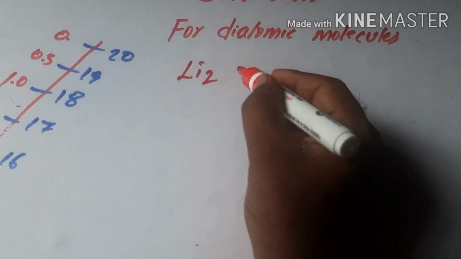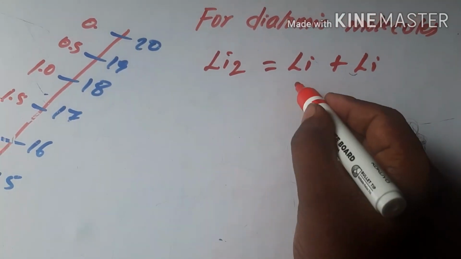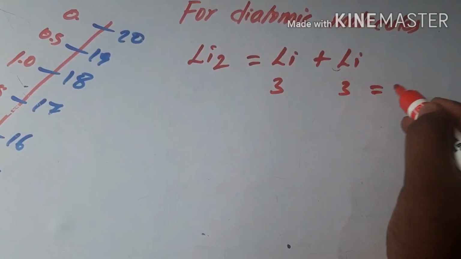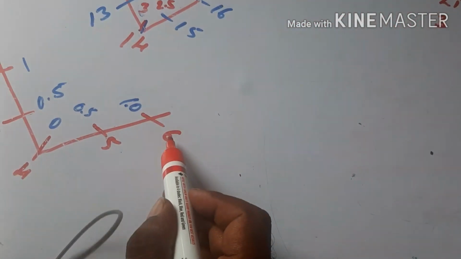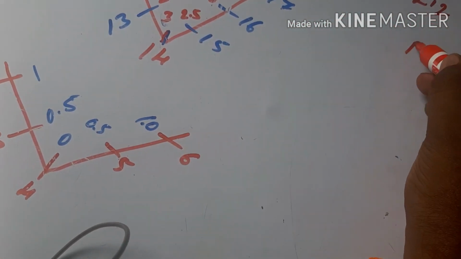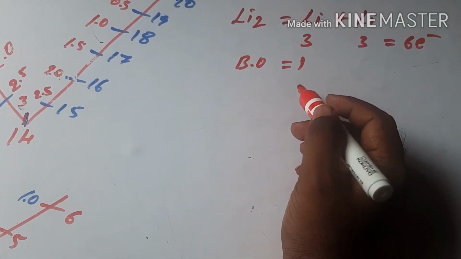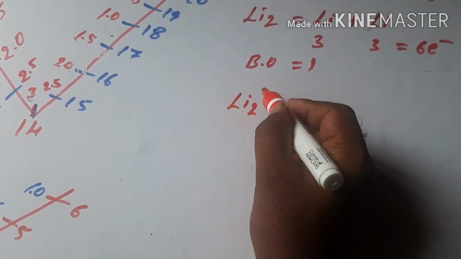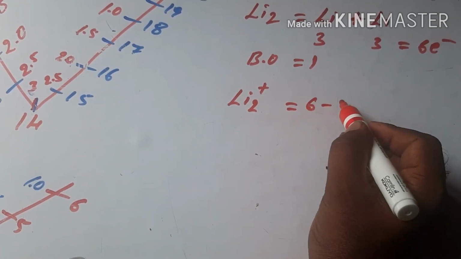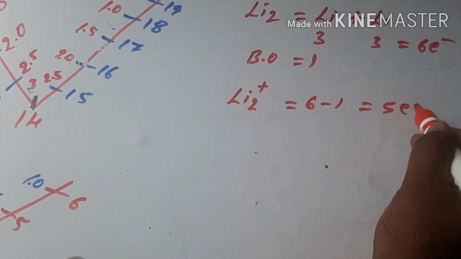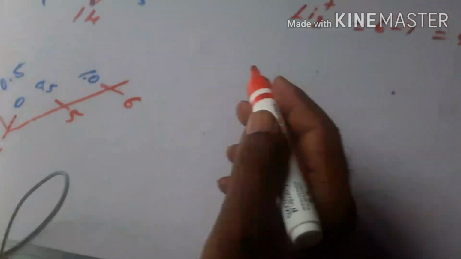For the Li2 molecule, Li plus Li: 3 electrons plus 3 electrons, total 6 electrons. For 6 electrons, the bond order is 1. In the same manner, for Li2 plus, 1 electron is removed, so 6 minus 1 is 5 electrons in Li2 plus. Then 5 electrons means the bond order is 0.5.